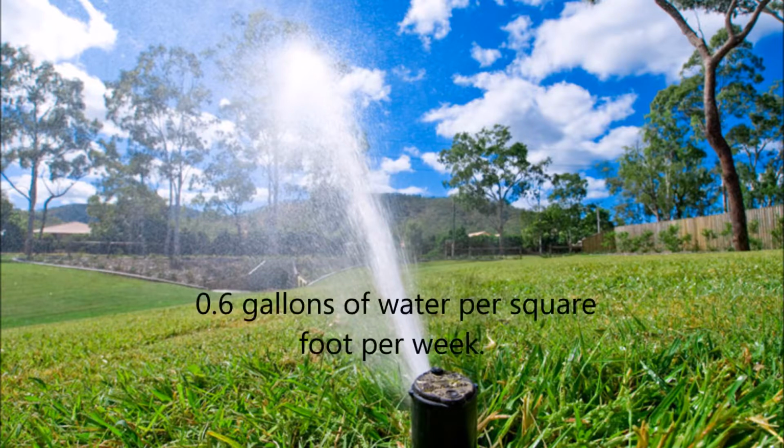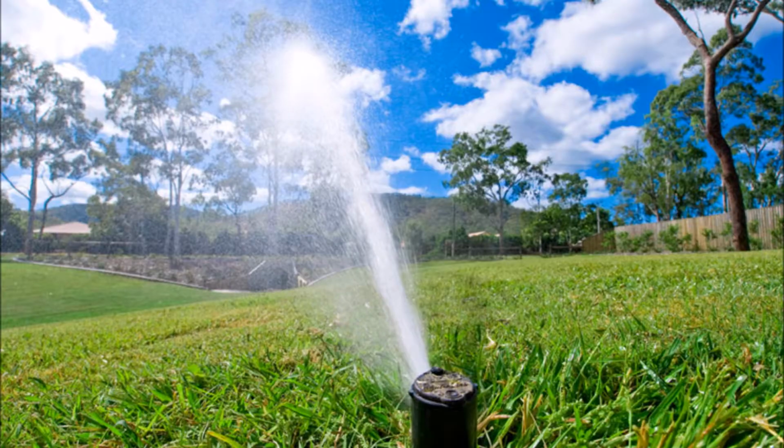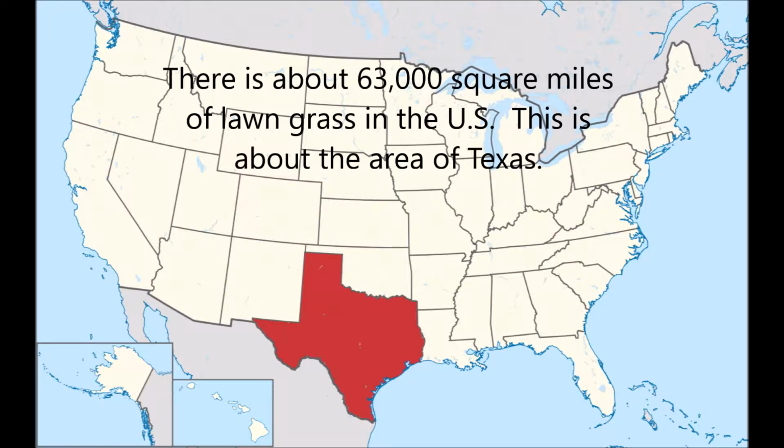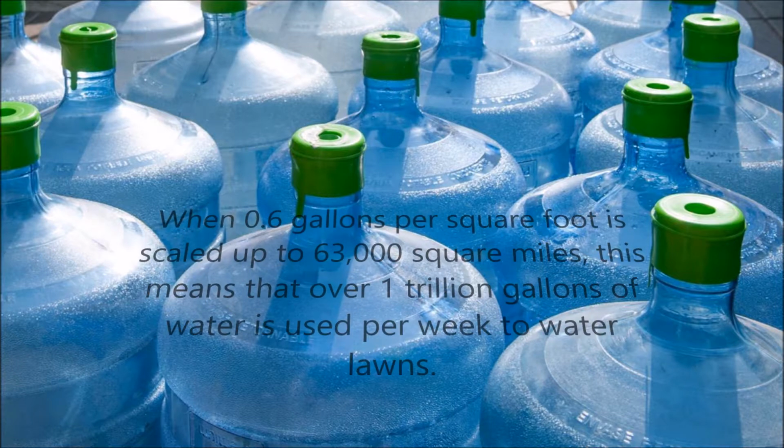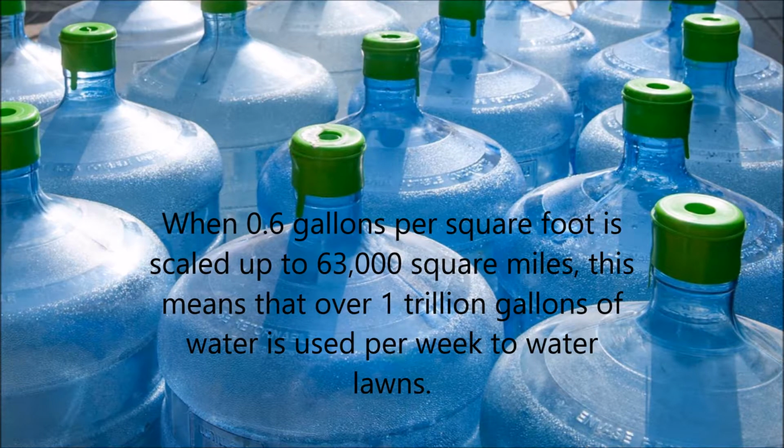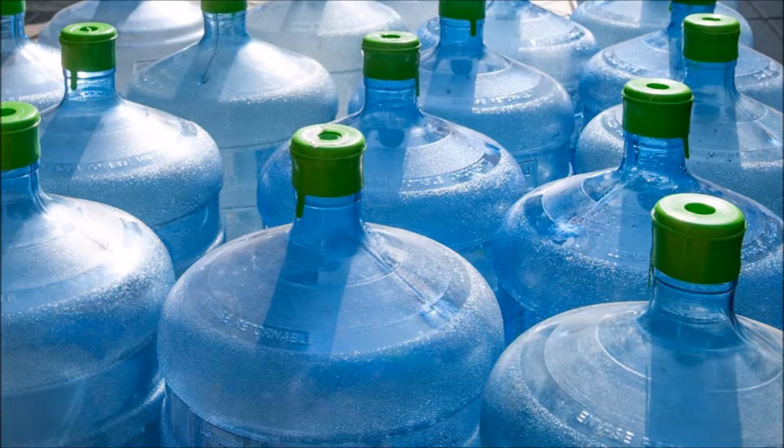On average, turf needs 0.6 of a gallon of water per square foot per week to keep healthy. There's about 63,000 square miles of lawn grass in the United States. This is about the area of Texas. When 0.6 of a gallon per square foot is scaled up to 63,000 square miles, this means that 1 trillion gallons of water is used per week to water lawns.